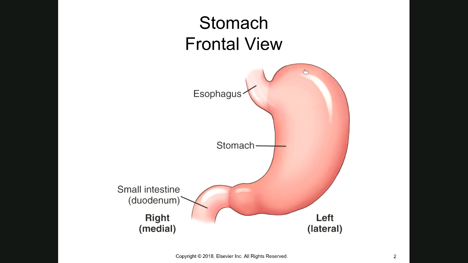The fundus, which is the upper portion that actually sits the most superior, and actually in the next picture we'll look at a few pictures down, it sits the most posterior. Then you've got the body, which is all in the middle, and then you've got the pylorus, and then that dumps into the first section of the small intestine, which is the duodenum.